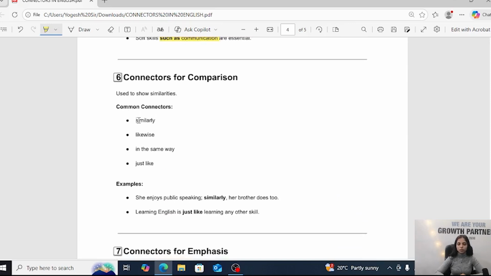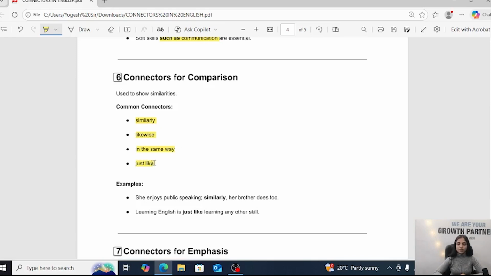Next is connectors for comparison. Connectors for comparison are used when you are keeping two options and you are saying they're equal, maybe one is better than the other or whatsoever. So sometimes you use these words. These are not exact vocabularies, but these work as connectors when you're explaining something to the other person. So it's similarly, likewise, in the same way, just like.